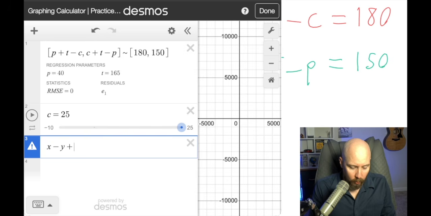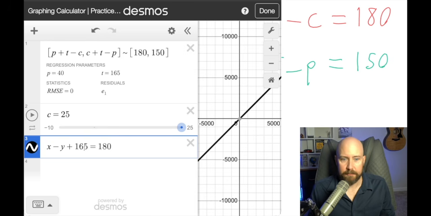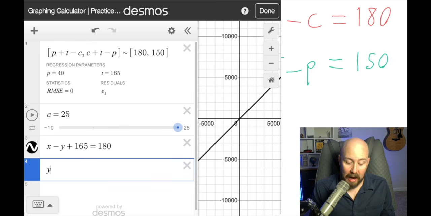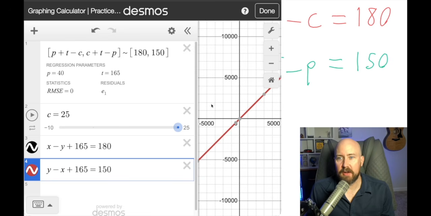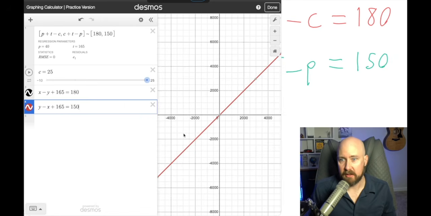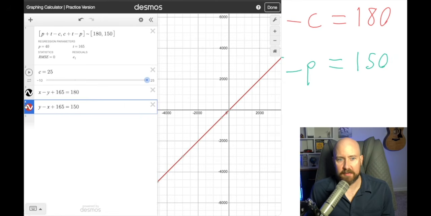Plus 165 equals 180. And then the other one, y minus x plus 165 equals 150. You're going to notice in our graph here that it is the same graph. If I turn this on and off, we literally have the same equation. So because of this, we have infinite solutions. So basically, x and y could be anything.